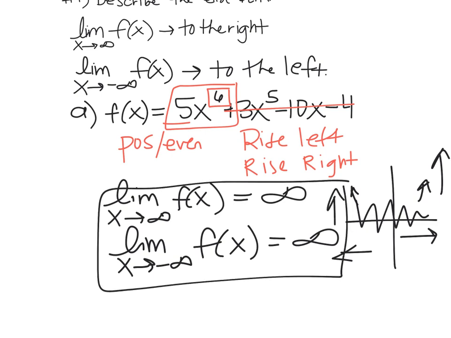Now, what do I expect of you? I expect you to say rise left and rise right. Okay? We'll keep it nice and easy. Bobby didn't like that. All right, here we go. Letter B.